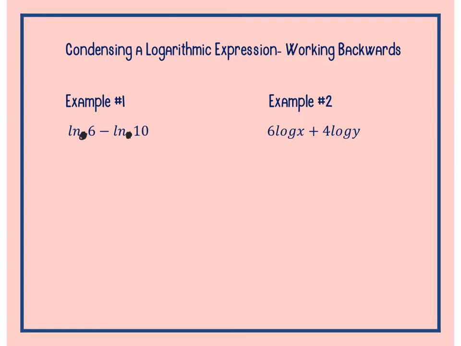Now we're going to work on condensing a logarithmic expression. So basically we're going to work backwards, but we're still using the same 3 properties. On example number 1, I noticed a minus sign here. So the quotient property says that when I'm subtracting, I was really dividing. So here we're actually going to have the natural log of 6 over 10.